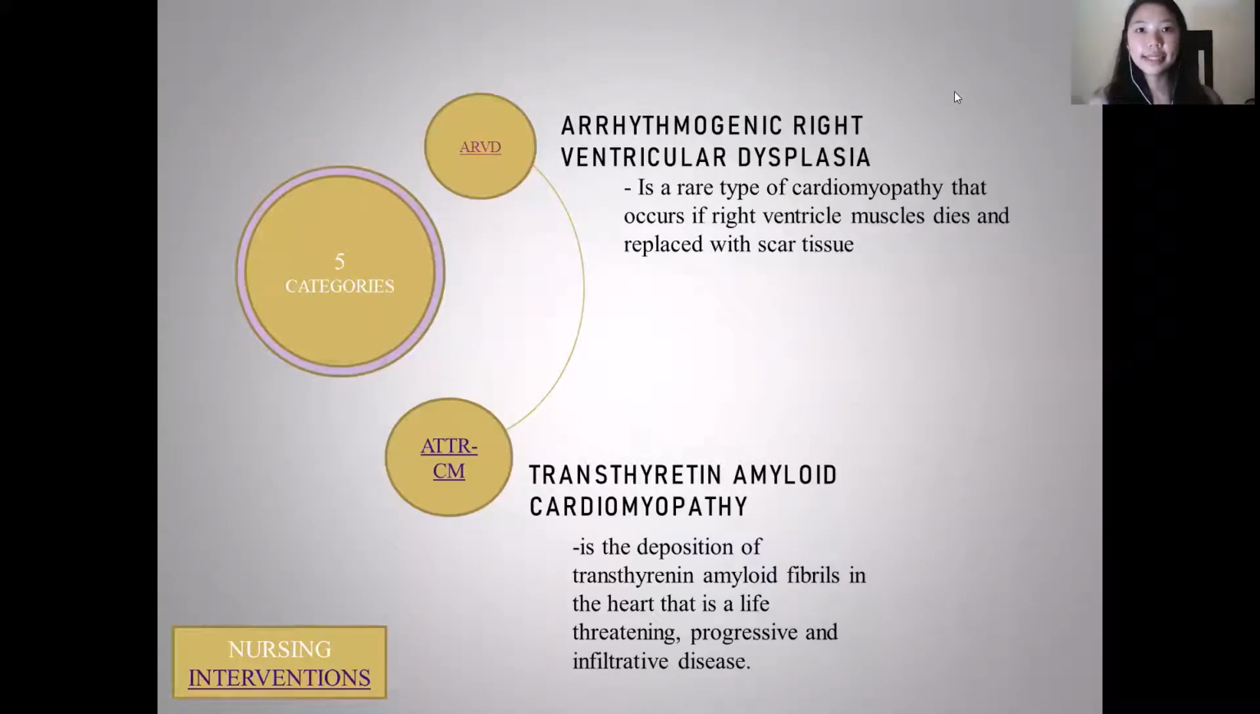So next is arrhythmogenic right ventricular dysplasia. It is a rare type of cardiomyopathy that occurs when right ventricle muscle dies and is replaced with scar tissue.